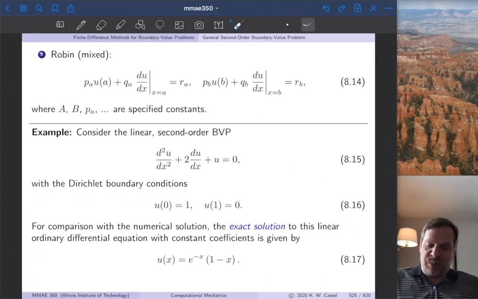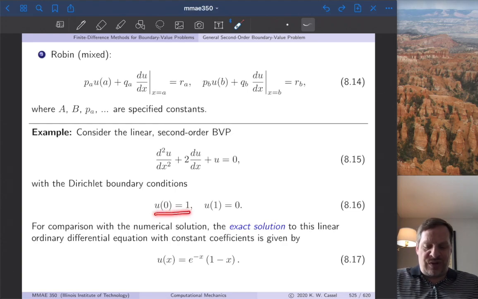And then finally a Robin boundary condition, which we introduced last time, is where you have a linear combination of the u and the du dx being specified at the boundary. So u at a, du dx at a, u at b, du dx at b. And then we have these p, q, and r coefficients which particularize it for the specific problem. So let's look at a second order linear boundary value problem. This is one that we can get the exact solution for, so I'll show you that down here. You can do Math 252 methods to get that.